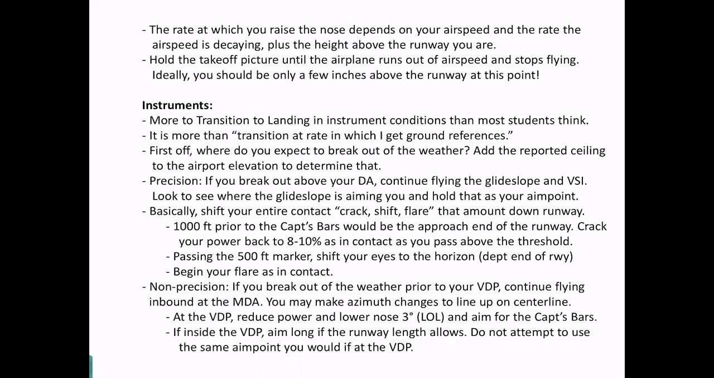As far as a crack, shift, flare, that still applies here. Remember, if my threshold crossing height is 50 feet, my runway point of intercept is 1,000 foot down. So basically, all we're going to do here is move that contact crack, shift, flare 1,000 foot down the runway. What that means is, as I cross the threshold, I'm going to crack my power back to 8 to 10%, keep the airplane coming down.